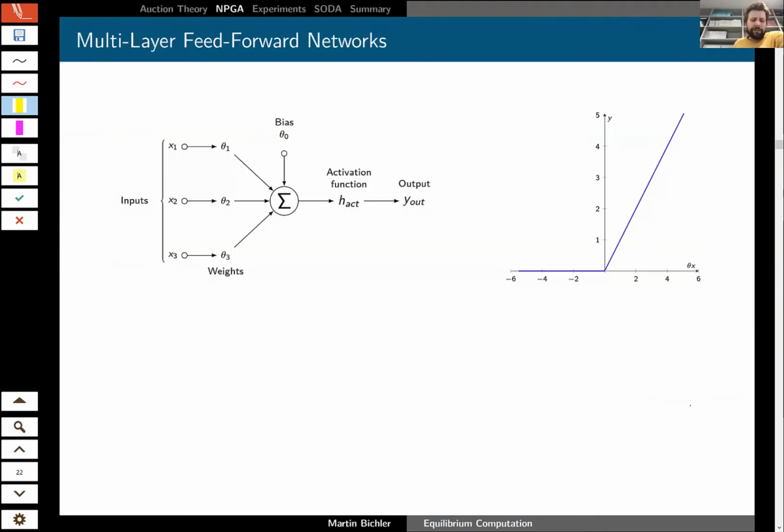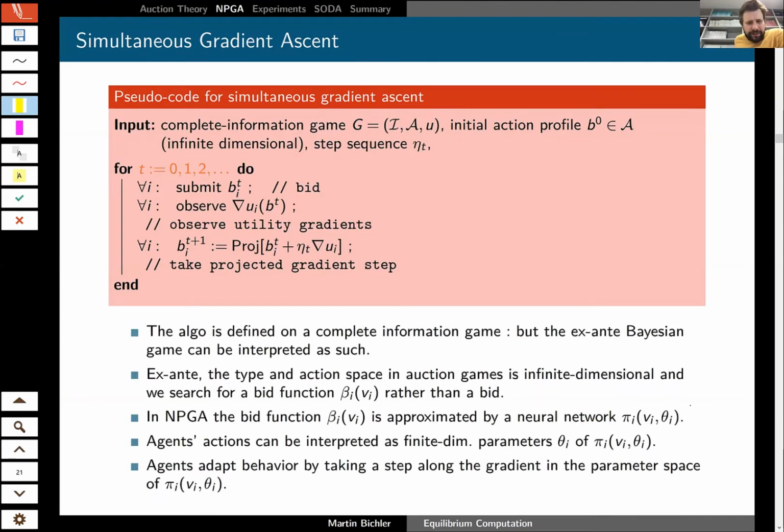One clarification question: the incomplete information game is infinite dimensional because you assume a continuous valuation grid, right? Exactly. Yeah. Okay. So please ask questions if there is anything unclear.